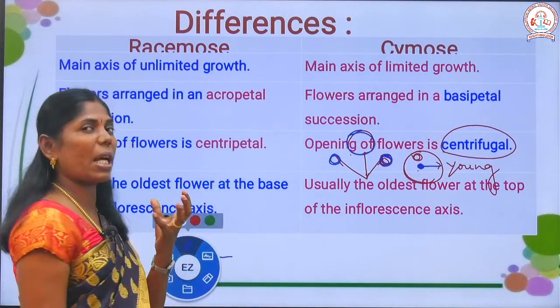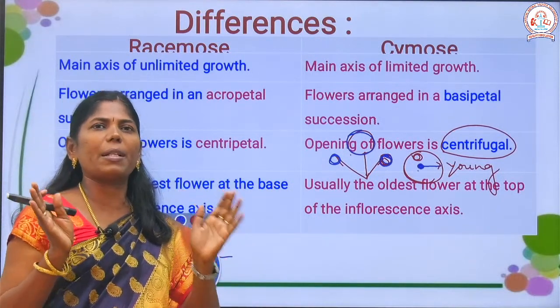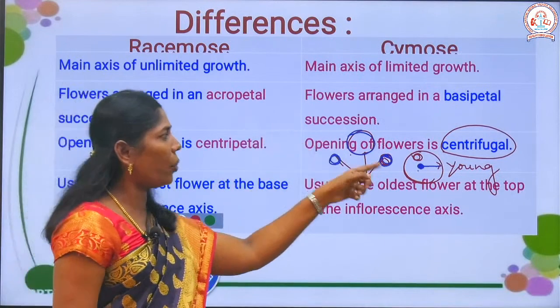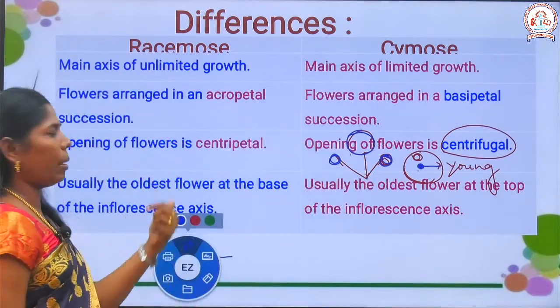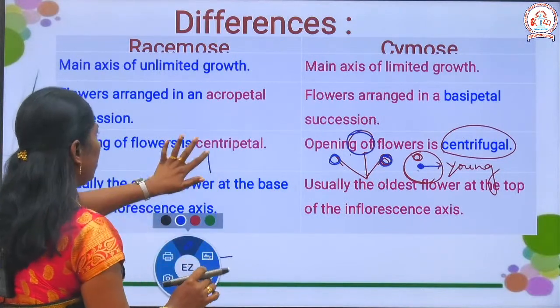We can see this in jasmine flowers: the center flower opens first, and after that the buds on either side open. So that is a centrifugal manner, and this is a centripetal manner. Centripetal manner means we consider from the periphery. So this is the periphery.